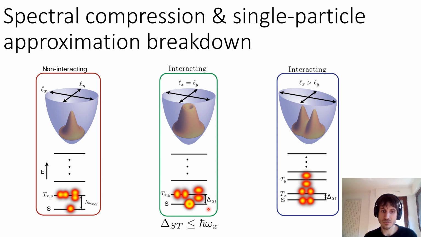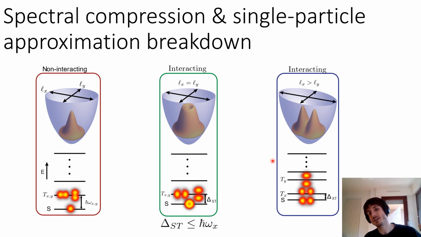Moreover, in general, for both the singlet and triplet, if you compare with the non-interacting case, the density wave function will tend to swell, basically because the electrons are again trying to avoid each other. One consequence is this spectral compression: your singlet-triplet splitting is going to tend to be smaller than the confinement splitting.